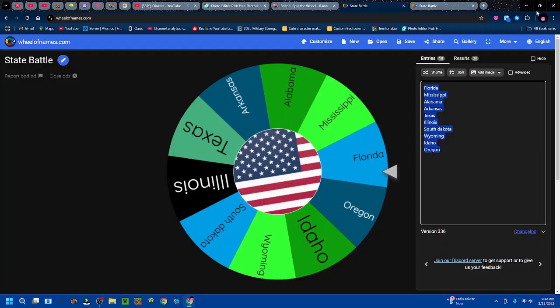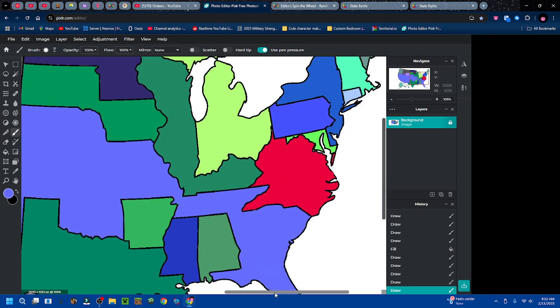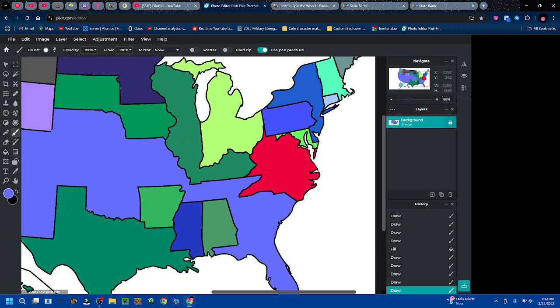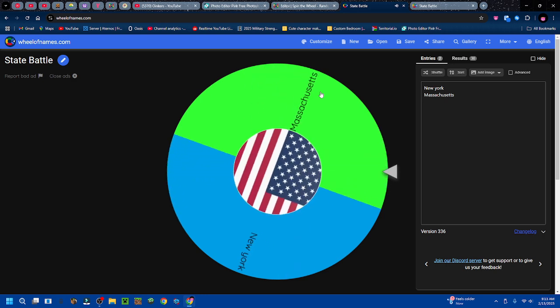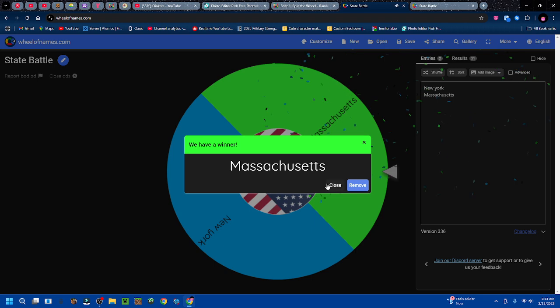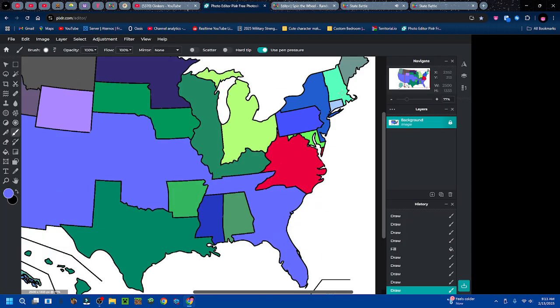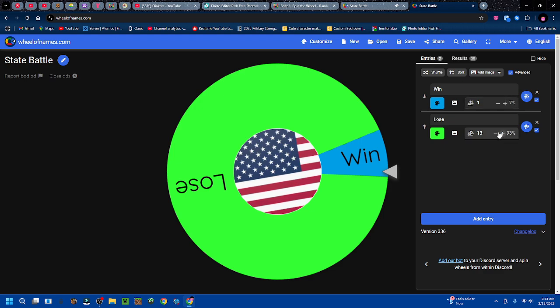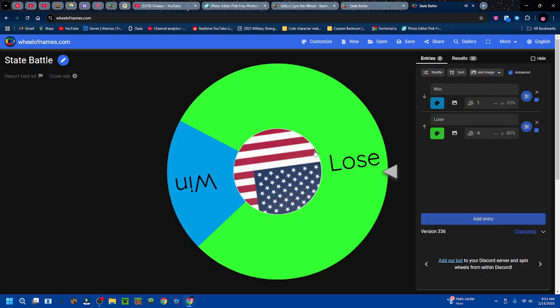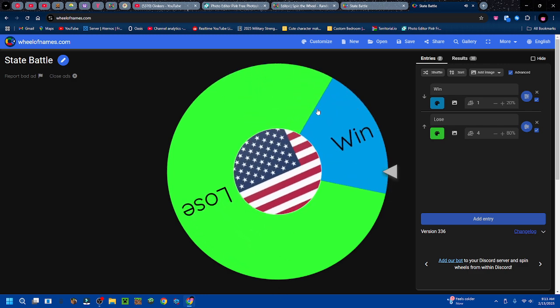Connecticut. Who does Connecticut border? Connecticut borders these two states, New York and Massachusetts. Bam. Spin the wheel. It looks like they're going to be trying to fight Massachusetts. Although Massachusetts is very small, they do actually have 4 different states. So it's going to be a win 1, lose 4. But it looks like they're going to pull it off.